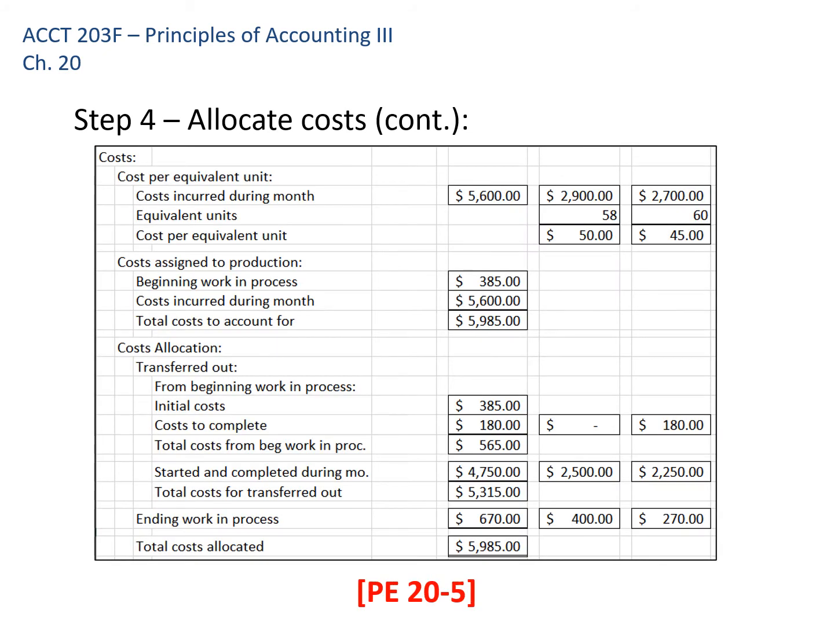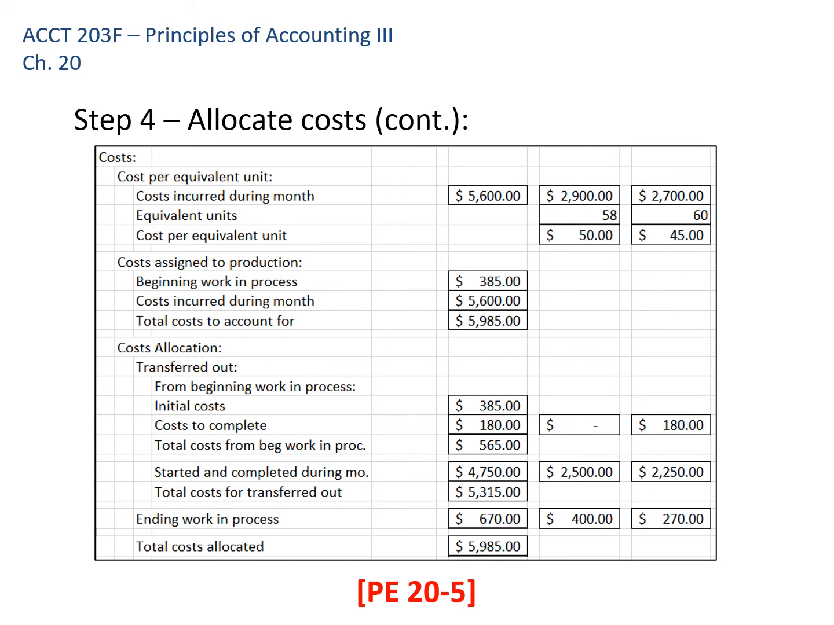So here's an example where I show the calculation for the equivalent units. That was step 3. And then for step 4, it starts with cost assigned to production. So I had $385 on my beginning work in process. And then I incurred $5,600 during the month. Notice that comes down from cost incurred during the month in step 3. So as the manager of this department, I'm responsible for $5,985, and I need to figure out now where that went.